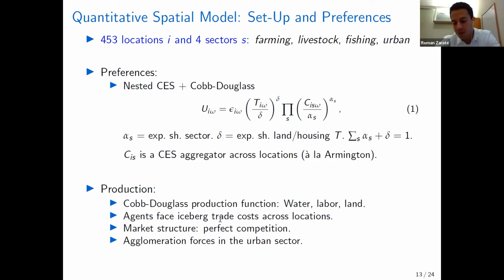The market structure, both in the input and the output market, is going to be perfectly competitive. So there is a representative firm that operates under perfect competition. And then, because of this recent evidence that external economies of scale can differ across sectors, and Farid is going to talk about that, we're going to assume that there are going to be agglomeration forces, but these agglomeration forces are only going to materialize in the urban sector, not in the agricultural sector.